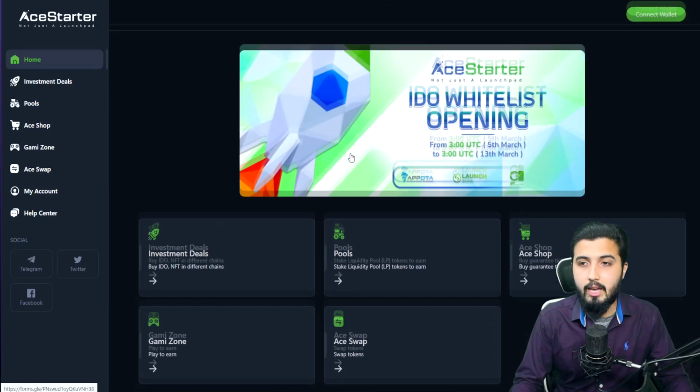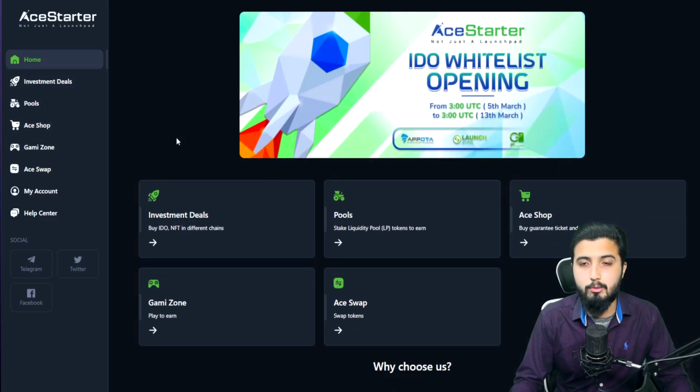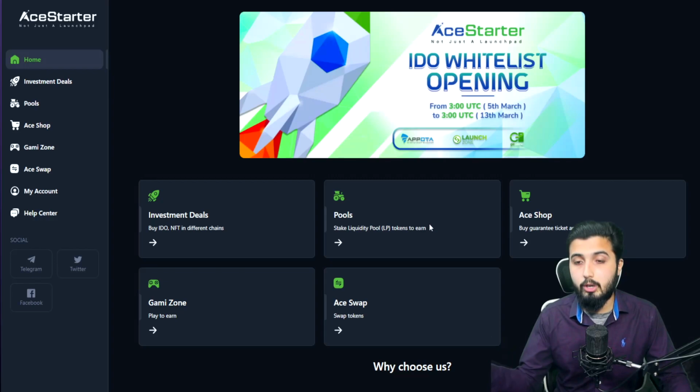This is their app, so you can basically connect your wallet here, and everything will be really smooth from here. So you can see investment deals from here, buy IDO NFT in different chains. You have pools, so you can stake liquidity pool to earn, and then you have a shop that you can buy guaranteed tickets and more. And then there's the play to earn, and then there is swap, their very own swap.